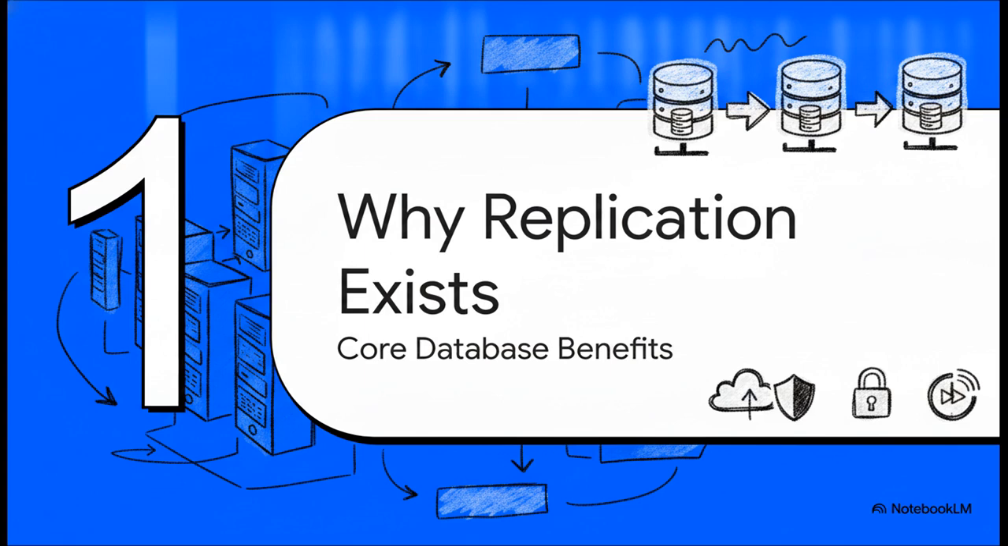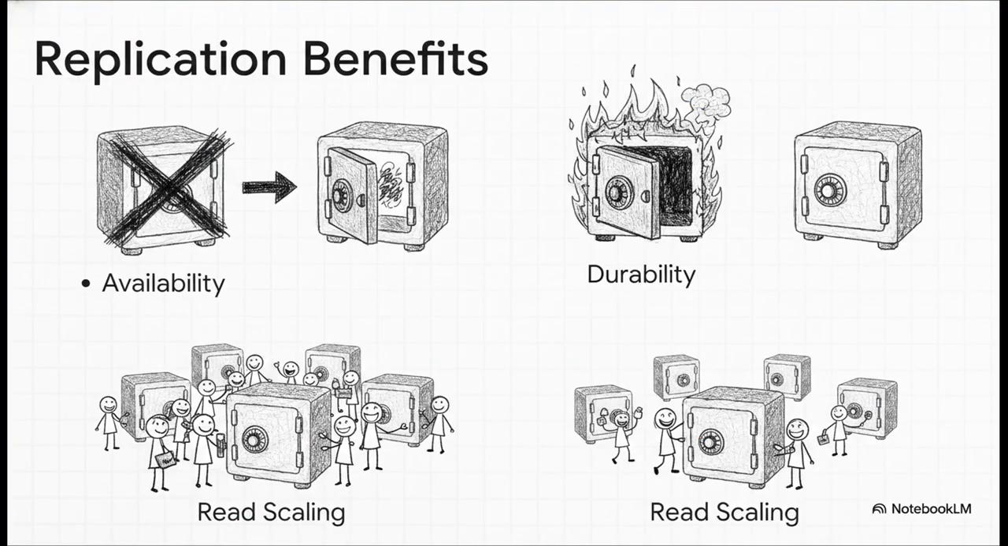Let's start with part 1. Why database replication exists. Basically, it just means keeping a copy of the exact same data on multiple different machines. Engineers are usually chasing three massive benefits here. Think of replication like keeping copies of a super important paper document in multiple locked safes across different cities.